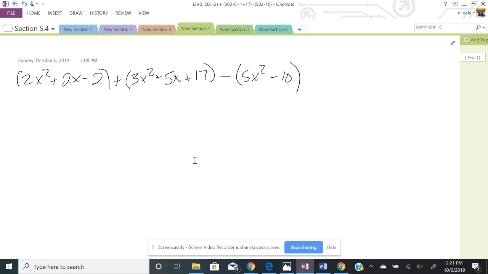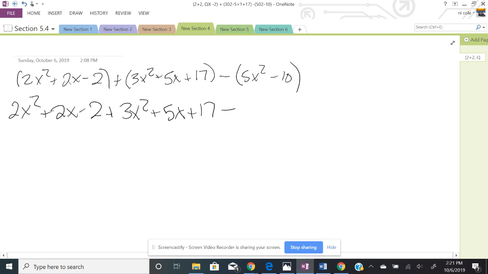When they get bigger, they can get bigger like this. Here you've got to go ahead and get rid of the parentheses first. So you got 2x squared plus 2x minus 2 plus 3x squared plus 5x plus 17 minus 5x squared plus 10x. Remember that it's like negative 1 and you've got to distribute.